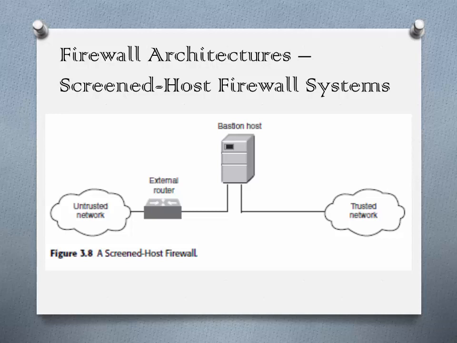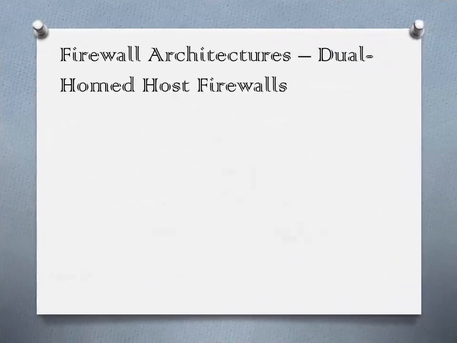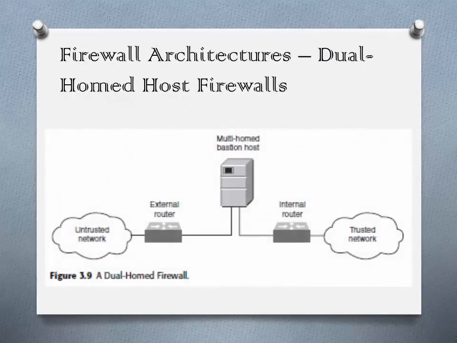The bastion host is configured on the local trusted network with a packet filtering router between the untrusted network and the bastion host. Because the bastion host is commonly the focus of external attacks, it is sometimes called the sacrificial host. Next, we have dual homed host firewalls. So this is another very common firewall architecture. It is also called a dual home or multi-home bastion host.